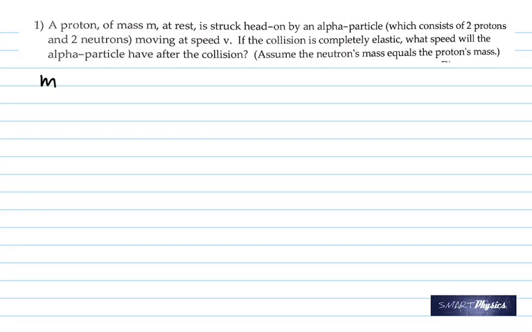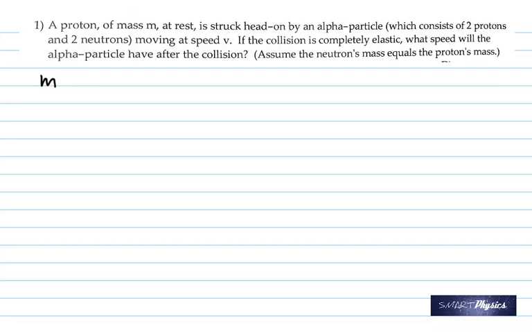In this question, you have a proton of mass m. It is not moving, and it's struck head-on by an alpha particle, which is two protons and two neutrons, and it's moving at speed v. If the collision is completely elastic, and that's very important, because if it's an elastic collision, we can use an extra formula, an extra equation. What will be the speed of the alpha particle after the collision?